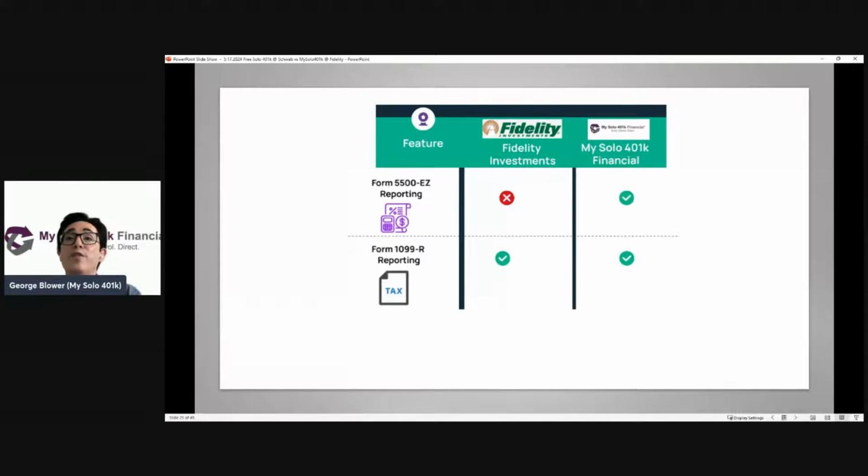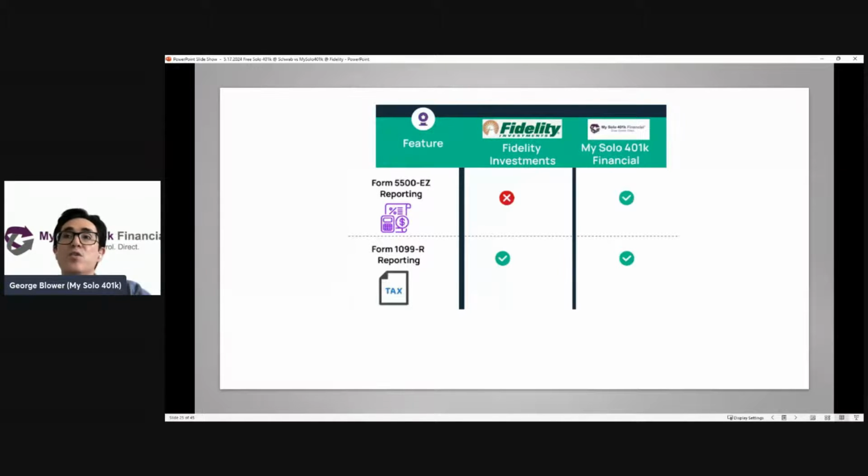1099-R. Now, Fidelity, based on experience and feedback, does handle the 1099-R to the extent that it's needed, right? Of course, in their situation, they've really limited the situations where the 1099-R would come up, right? Since they're not allowing for the in-plan conversions, they're not allowing for the mega backdoor Roth. Whereas we handle the 1099-R in all scenarios where it's needed, right?